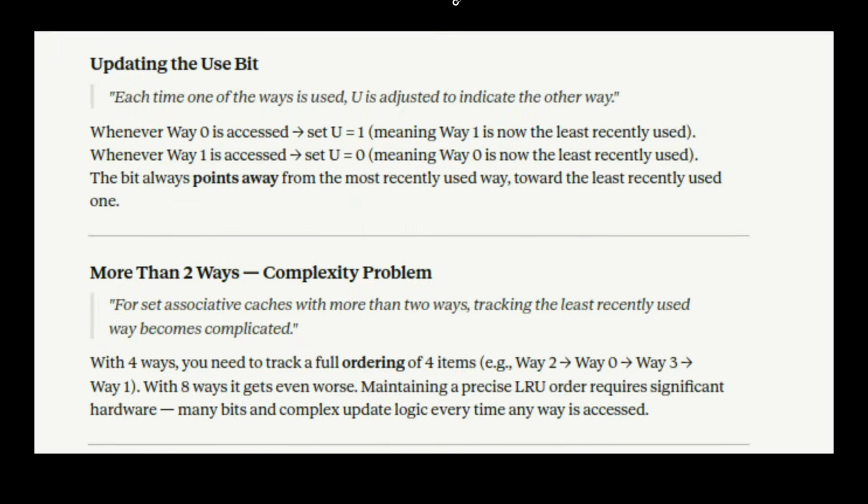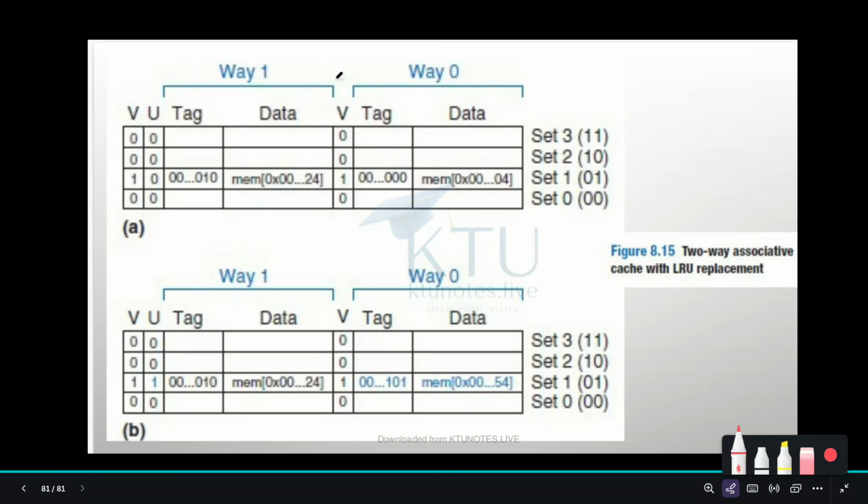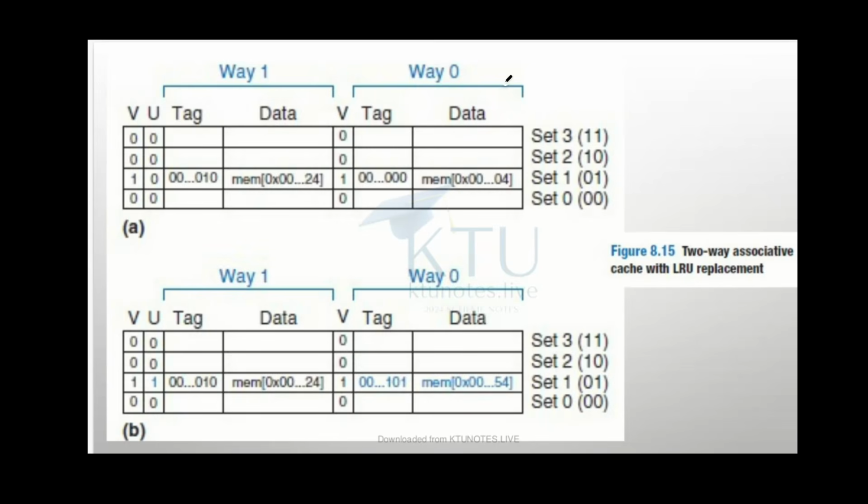I will show you a diagram. So you can see here the way 0 and way 1. If in way 0, let's say one data comes, then the next data comes to way 1. Now another data is coming and let us say that also belongs to the same set. So that means both memory addresses 4 and 24 are belonging to set 1. But in set associative there are two ways. So therefore I can put 4 in here and 24 in here.